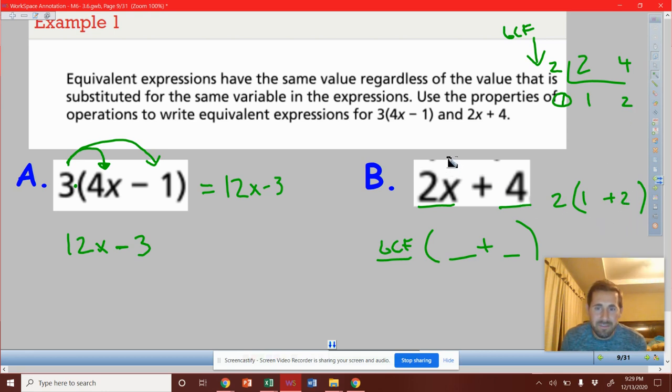Now what I have to realize is in my first term I had an x, so I need to make it a 1x. So what we've found is that 2x plus 4 equals 2 times parenthesis 1x plus 2 parenthesis. So let's do another one really quick.